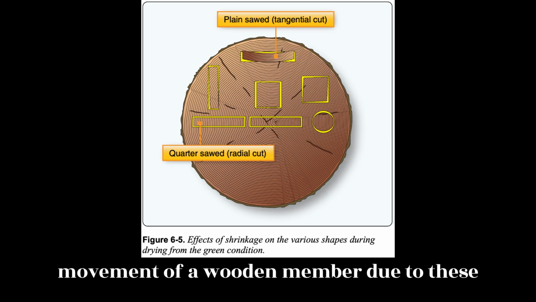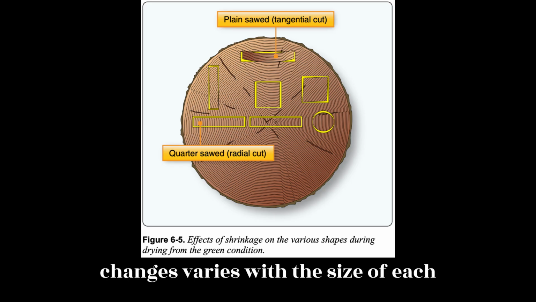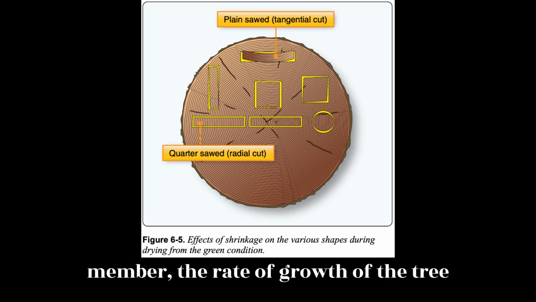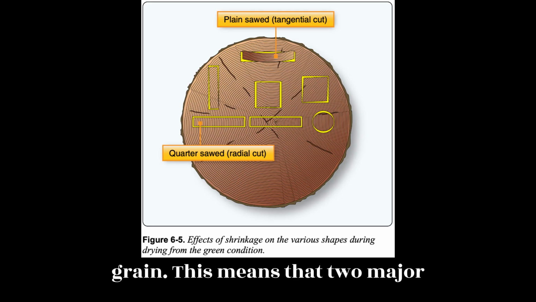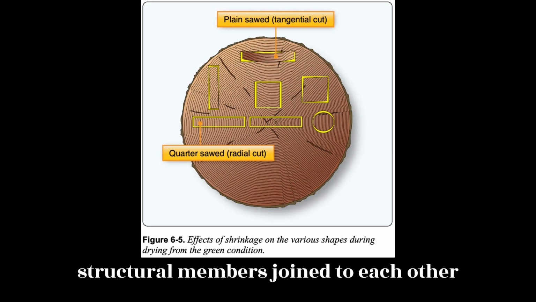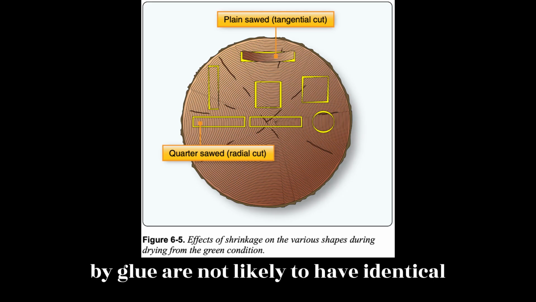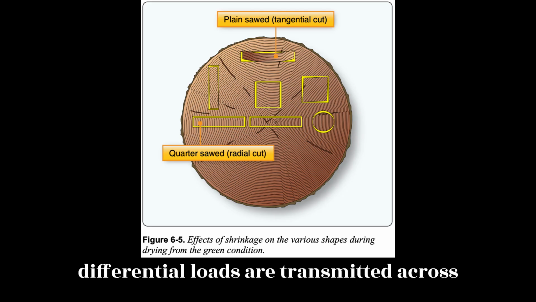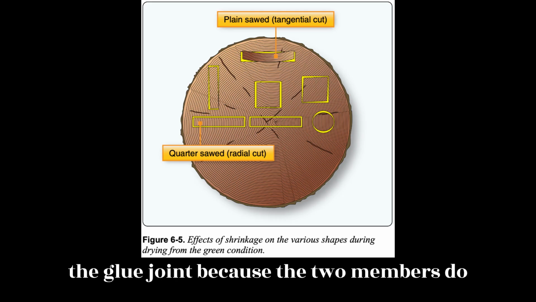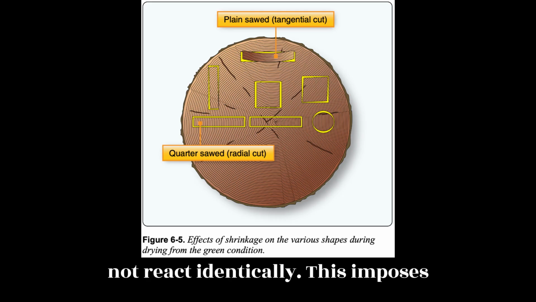The amount of movement of a wooden member due to these changes varies with the size of each member, the rate of growth of the tree from which it was cut, and the way the wood was converted in relation to the grain. This means that two major structural members joined to each other by glue are not likely to have identical characteristics. Over a period of time, differential loads are transmitted across the glue joint because the two members do not react identically.